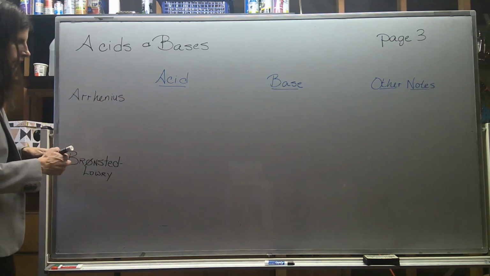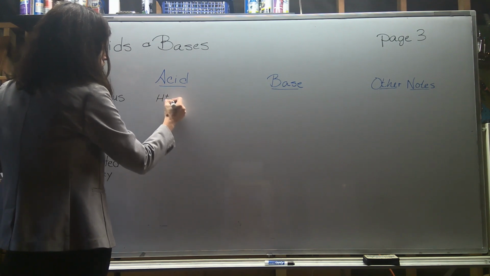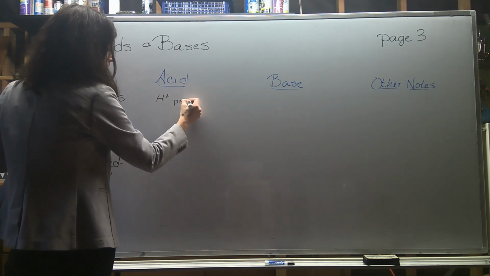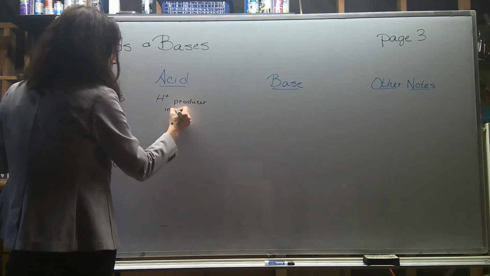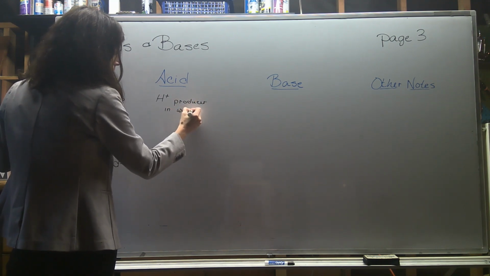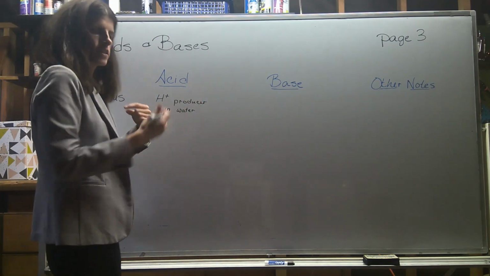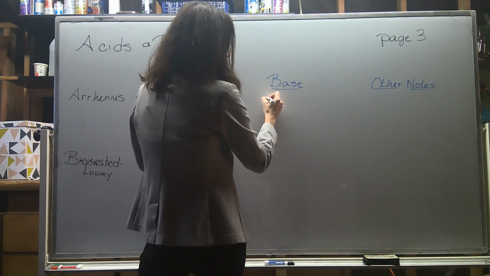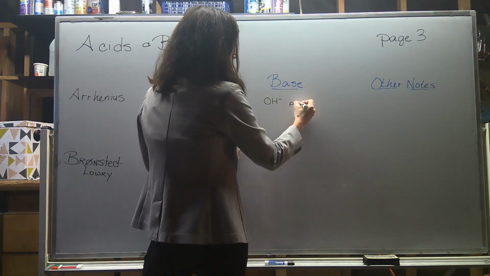Arrhenius said that an acid is an H plus producer in water. He also defined a base in a similar manner, except a base is going to be a hydroxide ion producer in water.